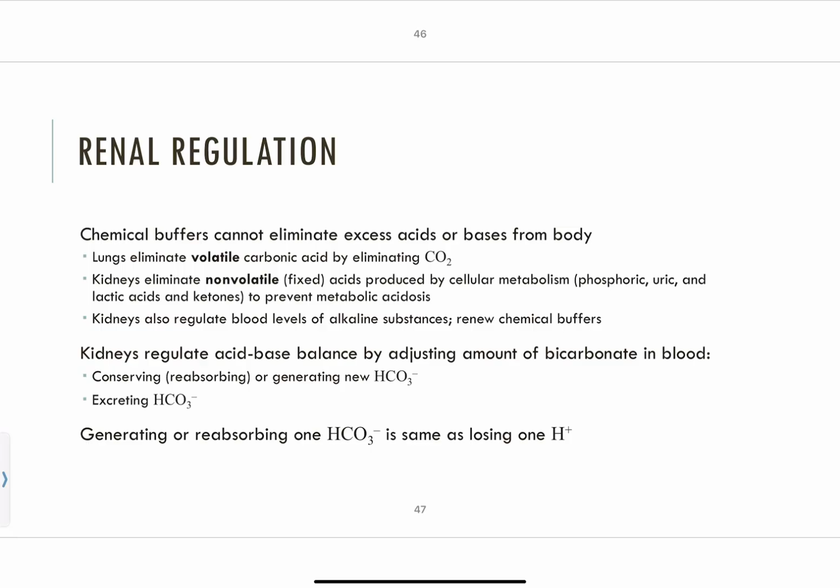Like I mentioned, we can use our lungs to help eliminate carbon dioxide. The downside is we can't get rid of other acids that are generated by cellular metabolism. So we need our kidneys to come in to actually eliminate the phosphoric and uric and lactic acids that have been produced in order for us to prevent continual acidosis.